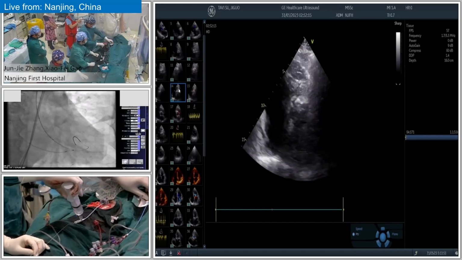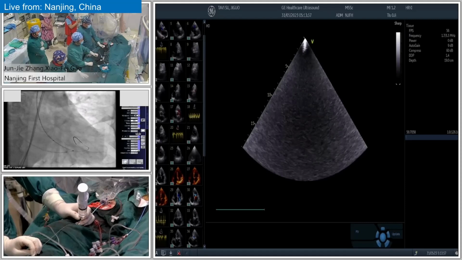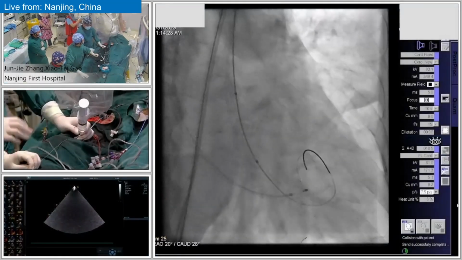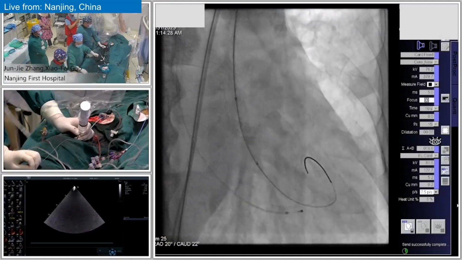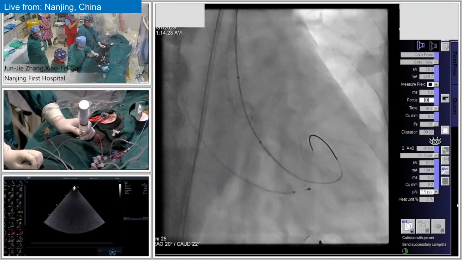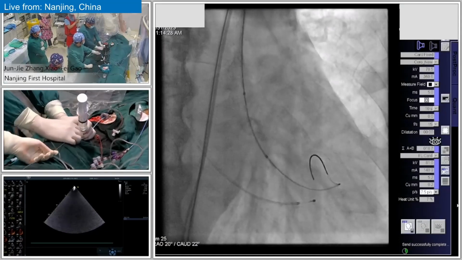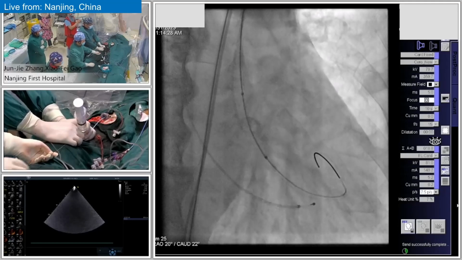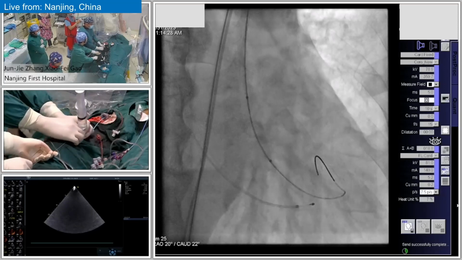Yeah. Okay, thank you for your introduction for the TTE. As you can now see, I have advanced the 20 millimeter balloon just across the aortic stenosis. At this time, I will do rapid pacing at 118, and then do the predilation. So, 118 pacing.